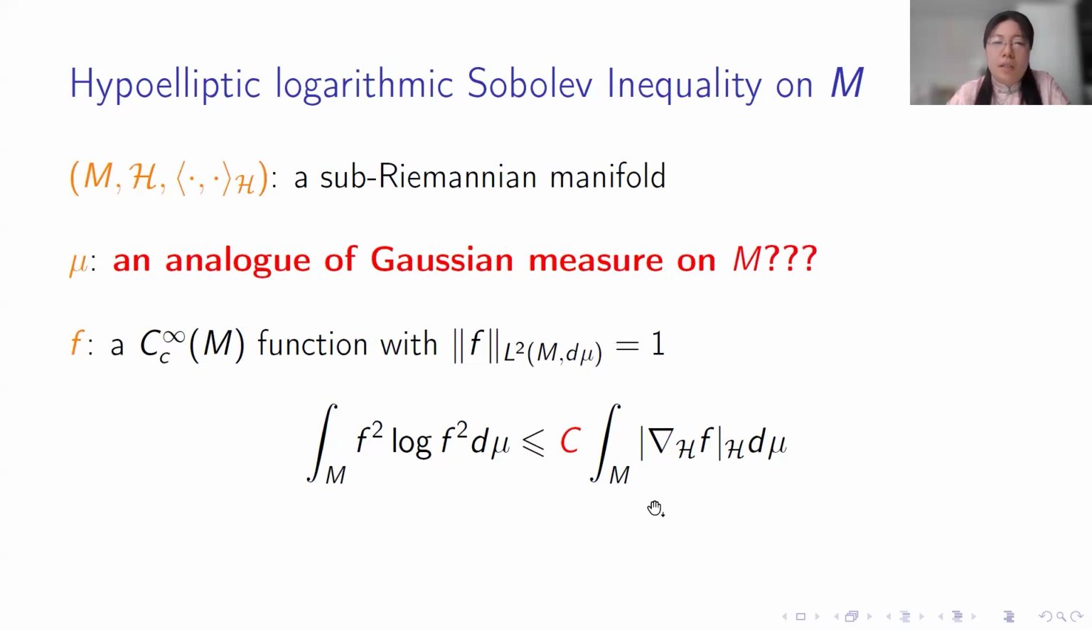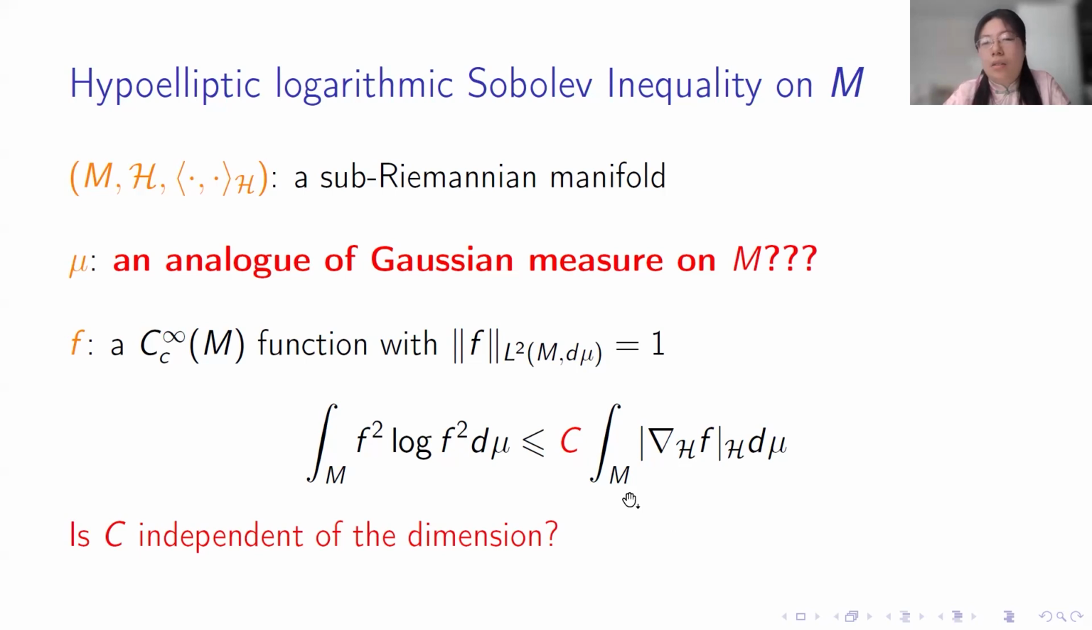So if such an inequality holds, then what's more? How does this constant depend on the geometry of the underlying space M? We know the geometry of M can be very messy. And moreover, is the constant capital C still independent of the dimension? This is what we hope for.